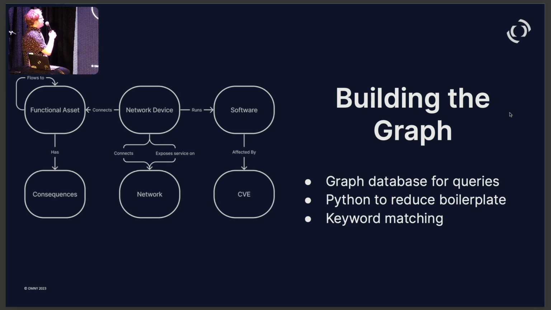So the graph that we built had nodes for more traditional IT things, like network devices that are running instances of software which is affected by CVEs and are connected to networks. And then from some of the diagrams that we had, like those P&IDs and other similar ones, we can see which physical things they're connected to, which functional assets flow to which. If there's a tank that's flowing through a pipe to a different tank, then if you can affect the upstream one, then that'll have an effect on the downstream one.